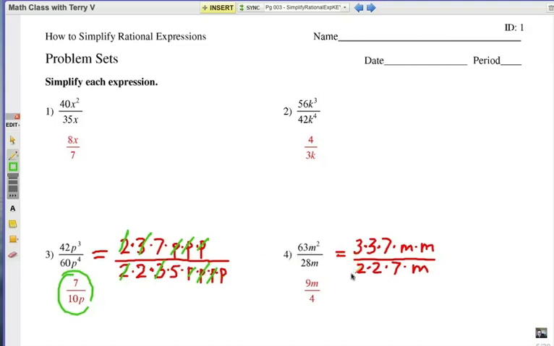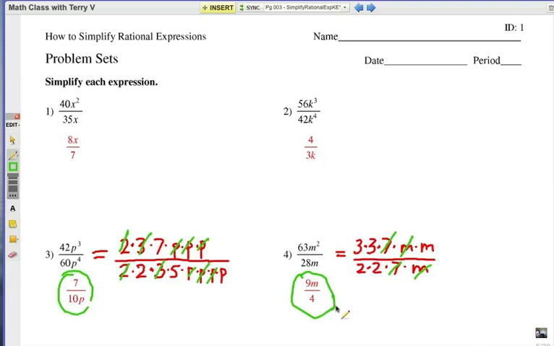Number 4, I factored out. Notice how it's 9 times 7 will give me the 63, and it's 4 times 7 gives me the 28 on the bottom. Alright, let's cancel out our 7's and a pair of m's, and that leaves me with 9m and 4 on the bottom. 9m over 4.